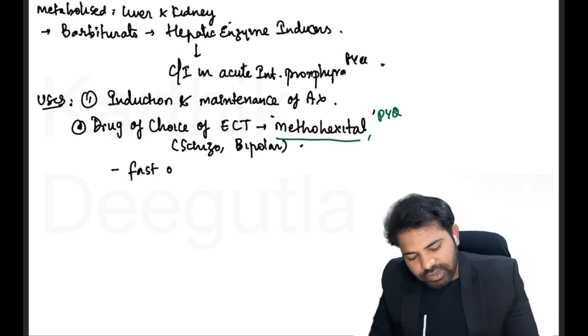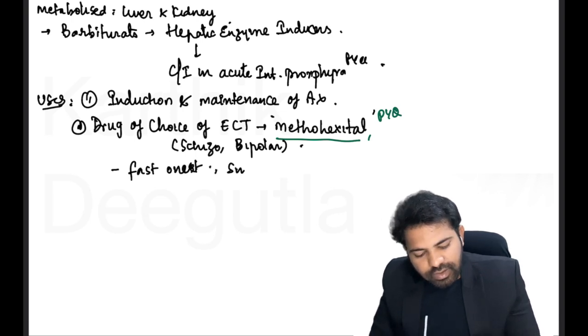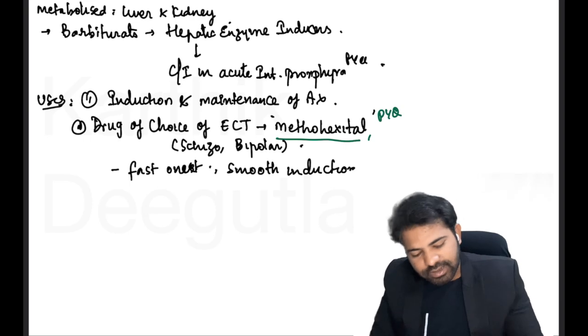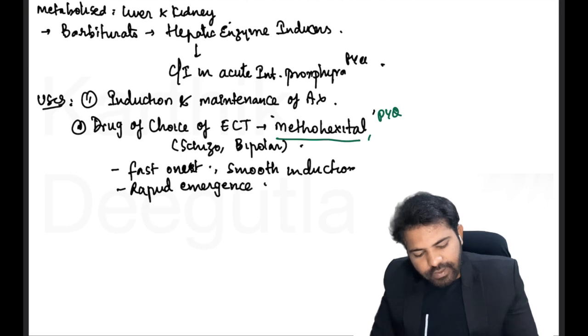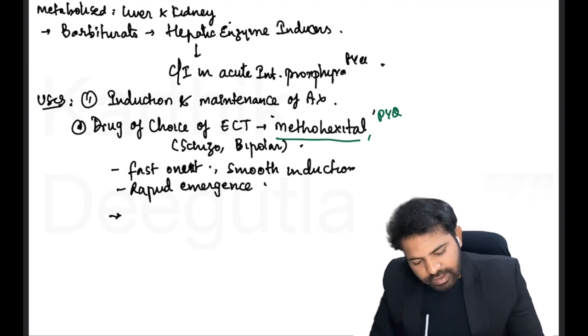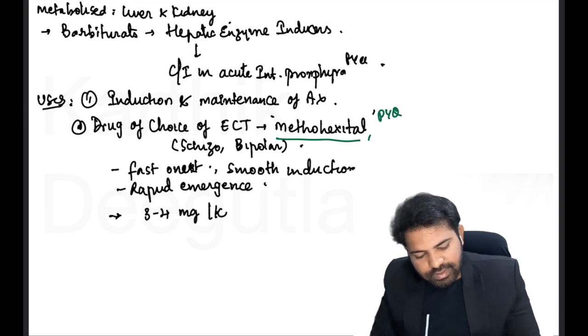It has a fast onset, smooth induction. There is a rapid emergence. Emergence is also very rapid. Clear? Then what is the dose? It is 3 to 4 mg per kg in adults.